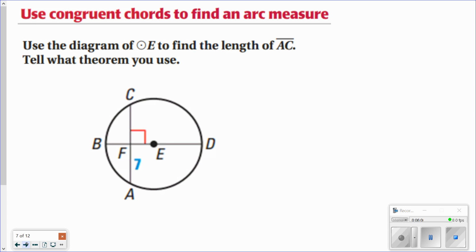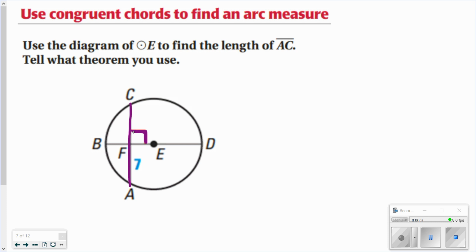Use congruent chords to find an arc measure. Use the diagram of circle E to find the length of AC. Tell what theorem you used. All right, so AC is this length here, and we notice that we have a perpendicular 90-degree angle here.